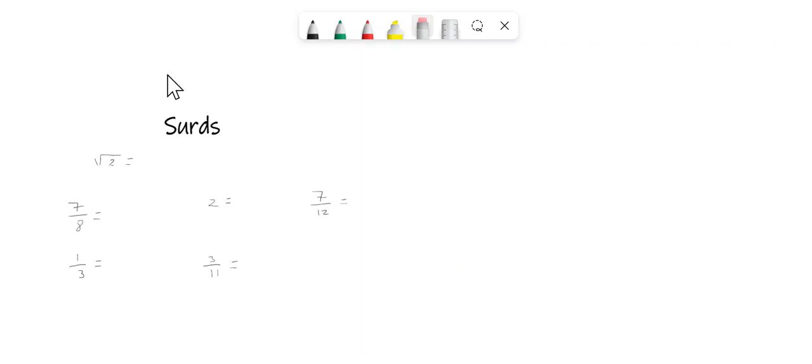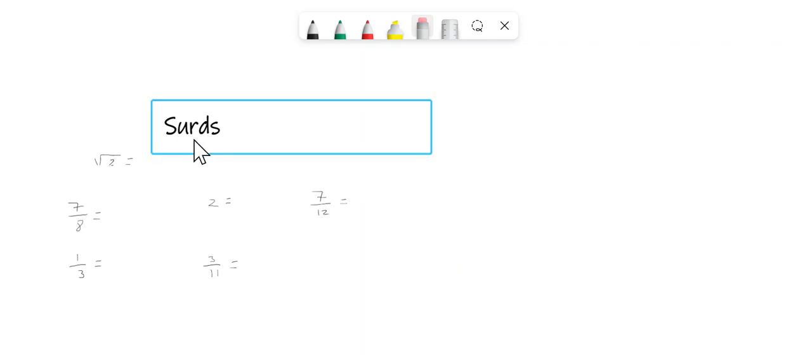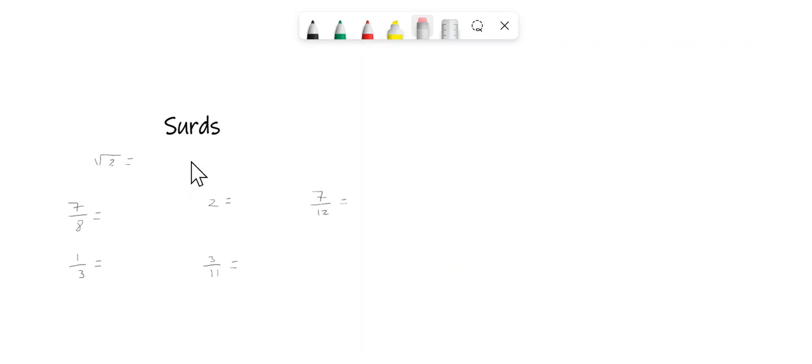So in this lesson, we are going to look at these things called surds. Basically, surds are where we take a number and write it in this form here. So for example, the square root of 2. The square root of 2 is what's known as a surd. Surds are just a way to represent a number. So the square root of 2.